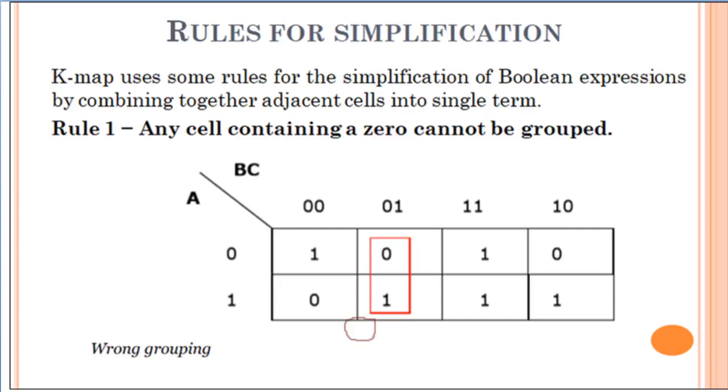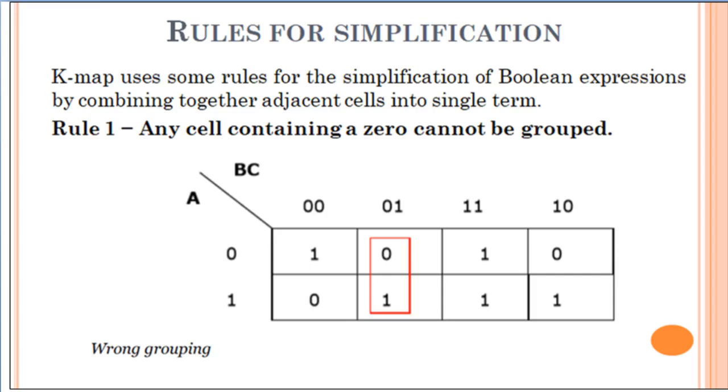Now we will discuss some rules for simplification of the Boolean function. As we already know how we fill our K-map, how we fill the min terms and max terms in our K-map. Now the purpose of the K-map is minimization of the function. That means we have to minimize or simplify our function using the K-map.